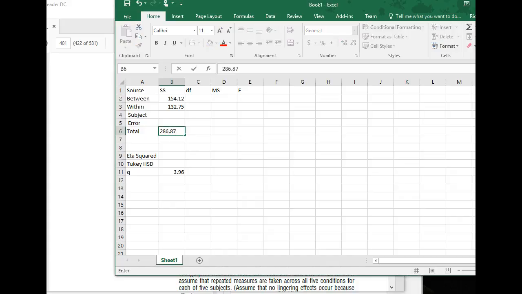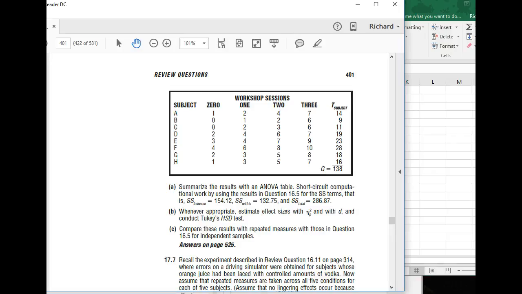All right, so now we want to split this 132.75 into the subject and the error. To compute the subject sum of squares is where we're going to use these totals that they did over here. So we're going to take each of these totals. There's a formula. If you scroll up in the book a little bit, you can find it. But the formula for the sum of the squares involves these numbers over here together with how many factors we have.